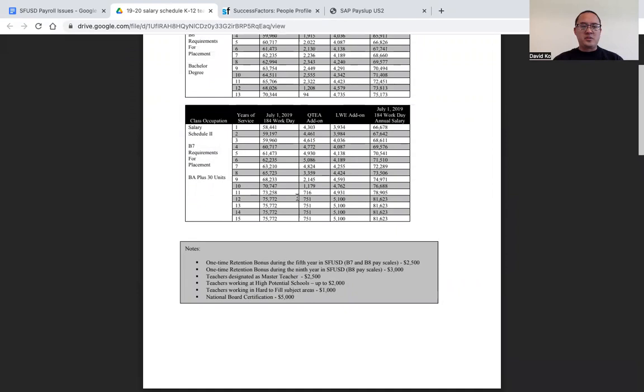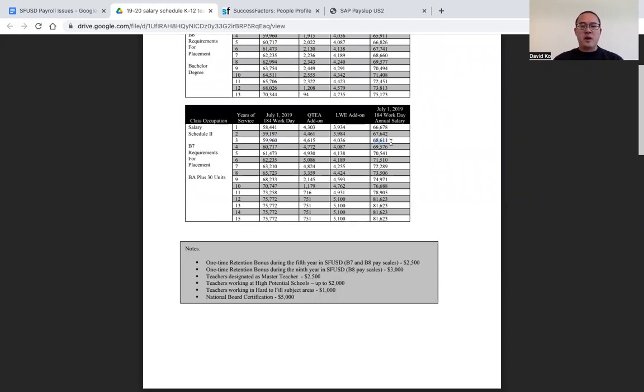Let's say, for example, that someone is B7 and they are in their 3rd year. You can see that this amount over here, $59,960, is the amount that should be part of their standard pay. Then there are two add-ons, one for QTEA and one for LWE. Those ones we'll see later when we go over the line items on the pay stub. And if you take $59,960, add $4,615, add $4,036, the number is $68,611 for total salary for the year.